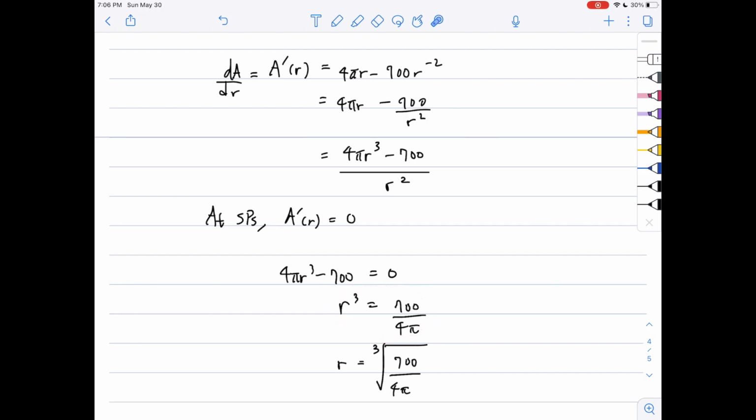This is something cubed equals something. So this is actually going to have 3 solutions, but 2 of those solutions are going to be complex solutions, okay? And so here we only care about the real solution because we want a radius value. So the real solution that we get is the cube root of 700 divided by 4 pi. And that's approximately equal to, if you crunch that in a GDC, 3.82 centimeters to 3 significant figures.